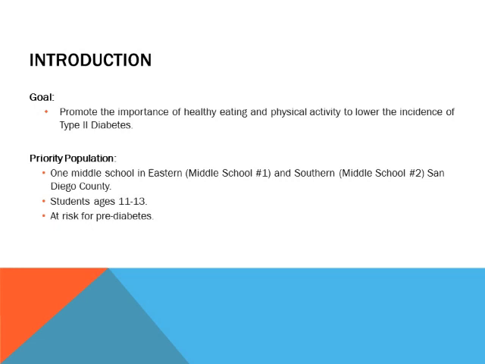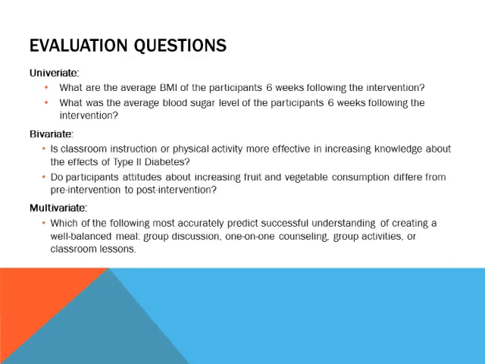Introduction. Goal: promote the importance of healthy eating and physical activity to lower the incidence of type 2 diabetes. Priority population: one middle school in eastern and southern San Diego County, students ages 11 to 13 who are at risk for prediabetes. Evaluation questions.